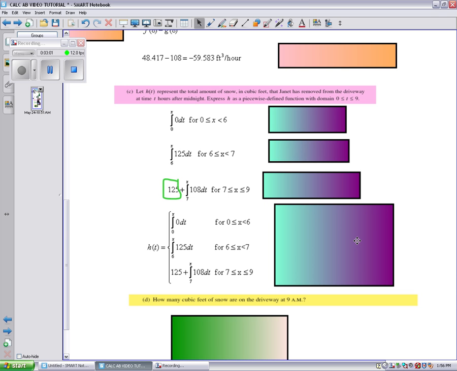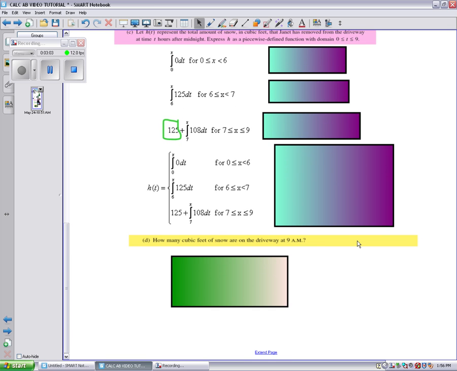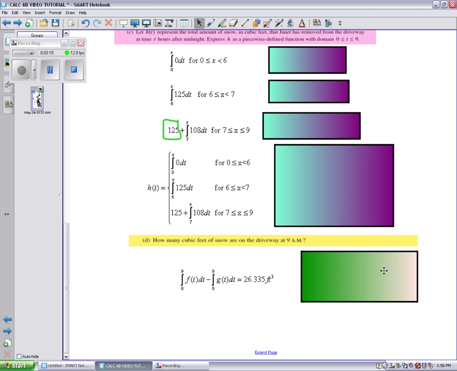How many cubic feet of snow are on the driveway at 9 a.m.? To find the amount of snow on the driveway, we must find the amount of snow that has accumulated and then subtract the amount of snow that Janet has removed. This can be written mathematically as the integral from 0 to 9 of f(t) dt minus the integral from 0 to 9 of g(t) dt, which equals 26.335 feet cubed.